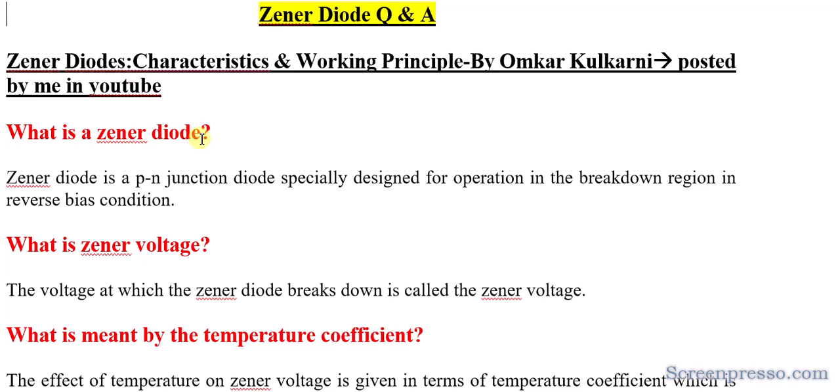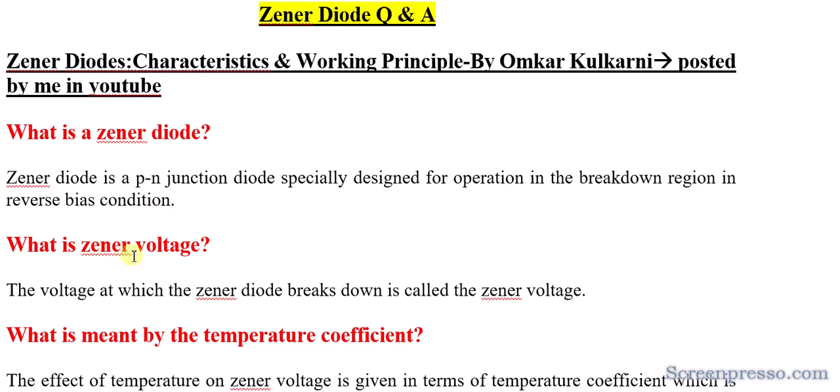So what is the Zener diode? As I already mentioned in the previous tutorial, a Zener diode is a PN junction diode specially designed for operation in the breakdown region in the reverse bias condition. Now a question arises: how is a Zener diode different from a PN junction diode? A PN junction diode is operated in forward bias, whereas a Zener diode is operated in reverse bias condition, in the breakdown region. So this is all about the Zener diode.